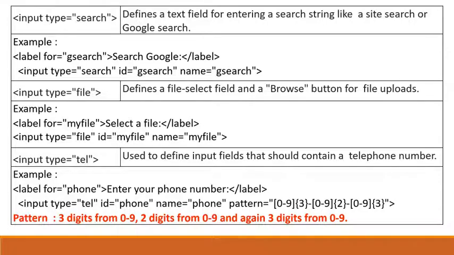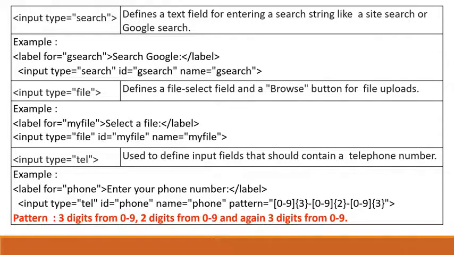Now here, when you want to define a telephone number, then always you have to use a pattern attribute. Now let's see how it is used in the following example. Label for phone, enter your phone number, slash label. Input type is equal to tel, ID is equal to phone, name is equal to phone, and pattern. Now see how the pattern is given.